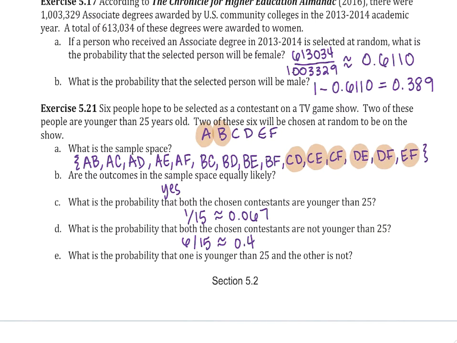And then the last question, what's the probability that one is younger than 25 and the other is not? So this specifically is that you have one that is A or B and then the other one is not. And what's going to happen is this is actually going to pick up the rest of the cases here. So that's going to give us the other 8 out of 15. And that is approximately 0.533. And I ended up using 3 decimal places here, 3 or 4. WebAssign will tell you how many to use.